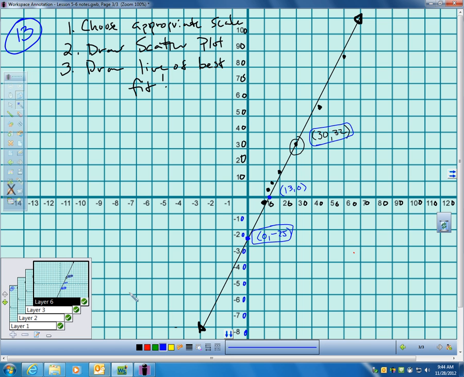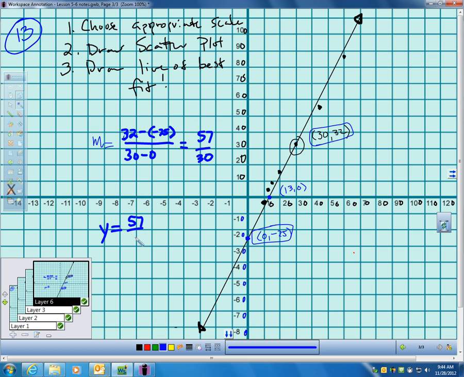Well, this is going to be easy now. My slope is 32 minus negative 25 on top. Let me get a thicker marker so that shows up better. It's 32 minus negative 25 for my y's, and my x's are 30 minus 0. And that would be 57 over 30. There's my slope.